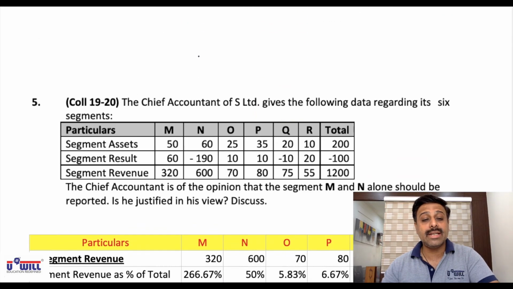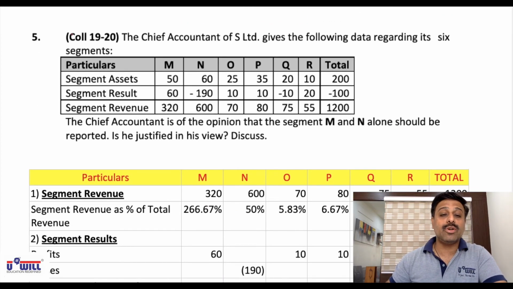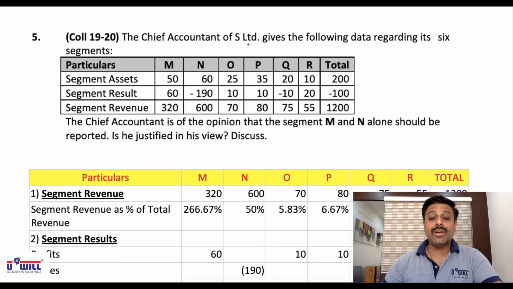I hope all of you got this correct. Now in the same way, check your answers for question 5. The chief accountant of S Limited gives the following data regarding its 6 segments. So the totals are very well given to you, so it is very easy. What is 10% of 200? That is 20. Which ones are more than 20? M, N, O, P, Q.